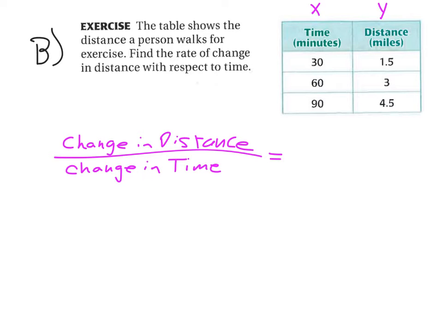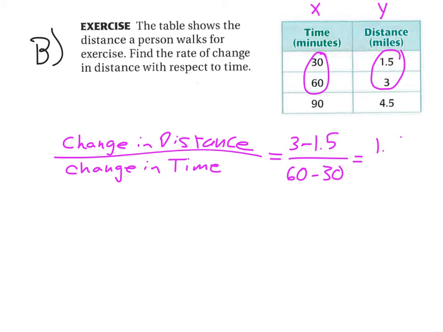So if I use these two numbers right here to find my change in distance, to go from 1.5 to 3, we just find the difference in those two numbers. And we do the same thing with the time. To go from 30 to 60, I just do 60 minus 30, and I get 1.5 over 30.